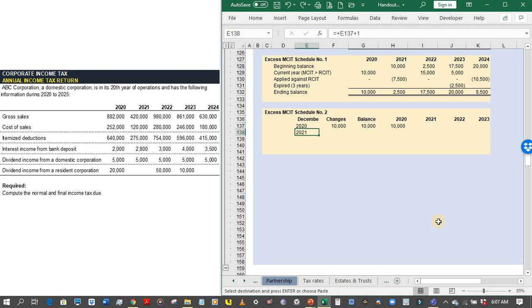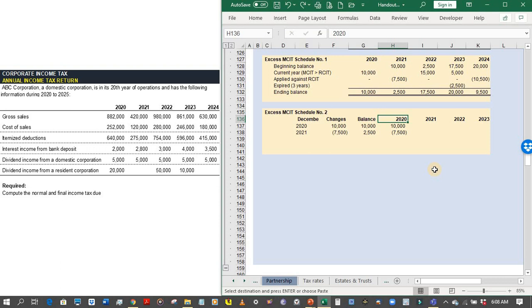And in 2021, we have a decrease of 7,500. The 7,500 was taken from the 10,000 peso excess MCIT that was incurred in 2020. So that will be a 7,500 decrease. That is why 10,000 less 7,500, the ending balance at the end of 2021 is 2,500. Again, the 7,500 was deducted in 2021, but it was taken from the 10,000 peso excess MCIT in 2020.